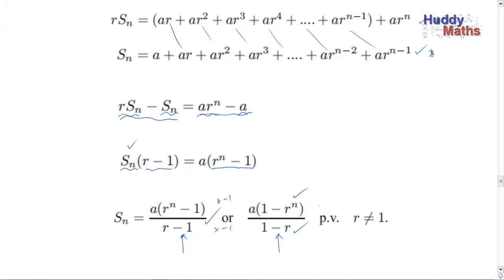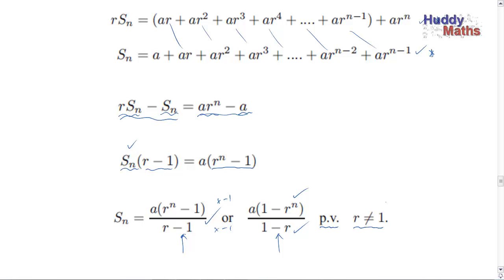Okay, so obviously with a proviso, that's what PV stands for, with a proviso that r is not equal to 1. Obviously, if r is equal to 1, all the terms would be the same, and the bottom line there would be undefined. You can't divide by 0.